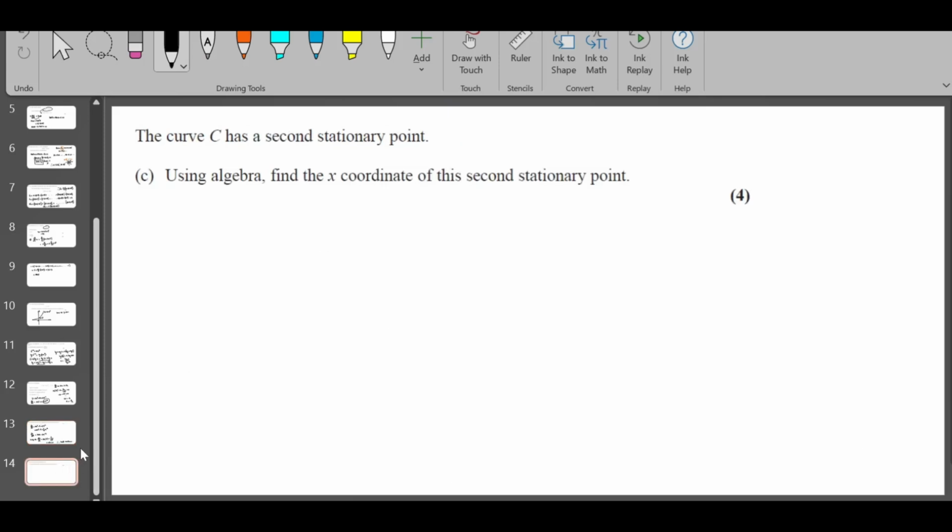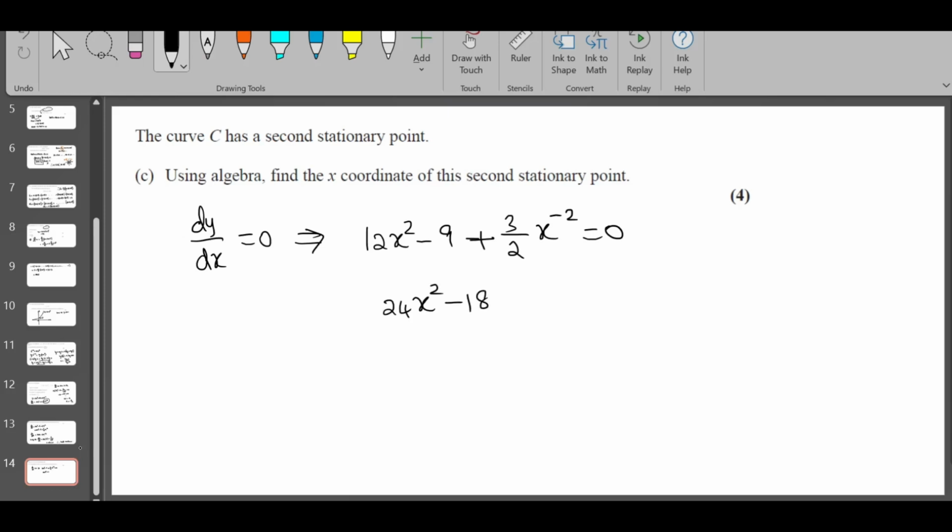The last part. The curve C has a second stationary point. Use algebra to find the x coordinate of the second stationary point. We are going to take dy over dx and equate it to 0 with the k value. So it's 12x squared minus 9 minus kx to the power minus 2. k is minus 3 over 2, so it's going to be plus 3 over 2x to the power minus 2 is 0. Multiply through by 2 first: 24x squared minus 18 plus 3 over x squared is 0.